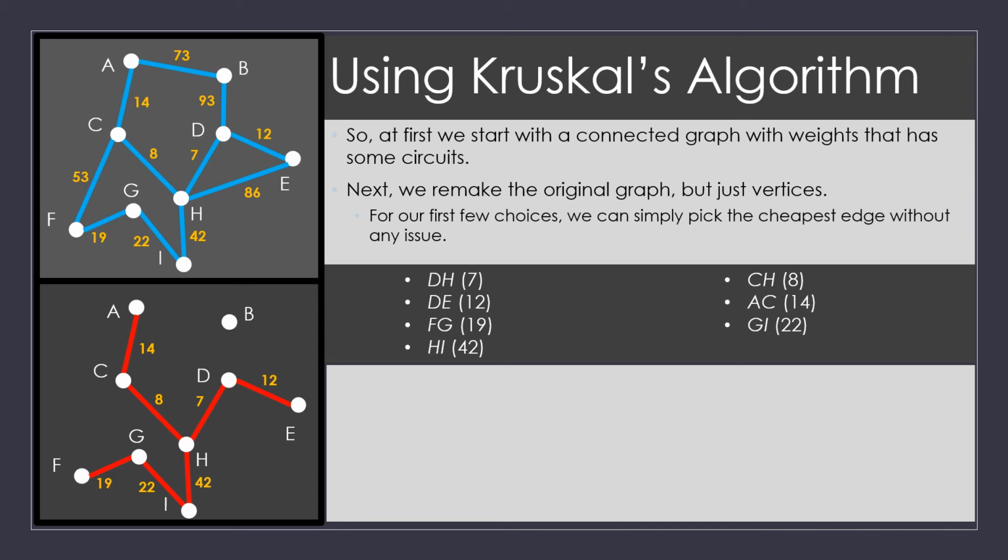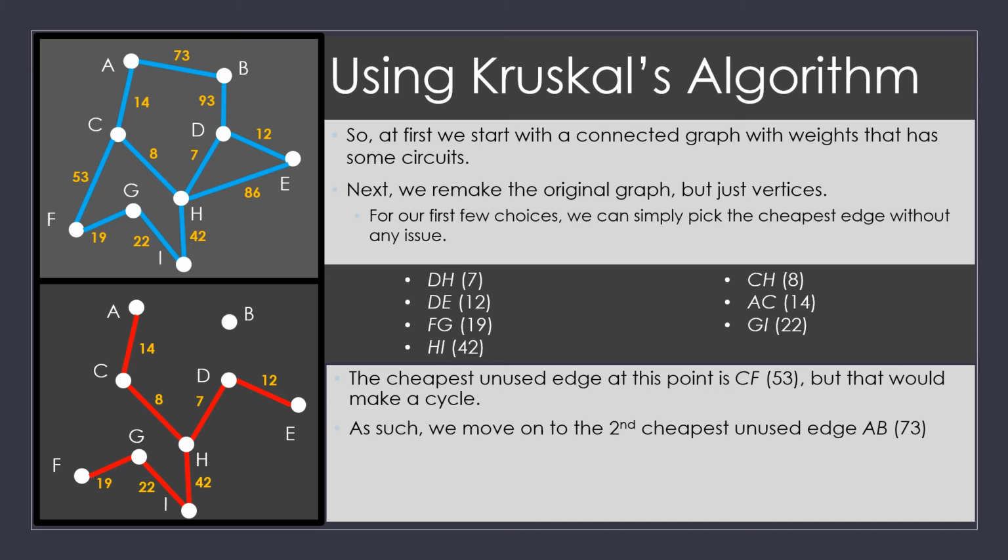But that's okay, because our next thing to look at is CF. Well, actually CF doesn't work because if you see CF over here, that would make a circuit. We'd have a little circuit that goes around starting at C, going to H, then I, then G, then F, and then back to C again. And that would be inappropriate. We can't have that. So, let's go to the second cheapest.